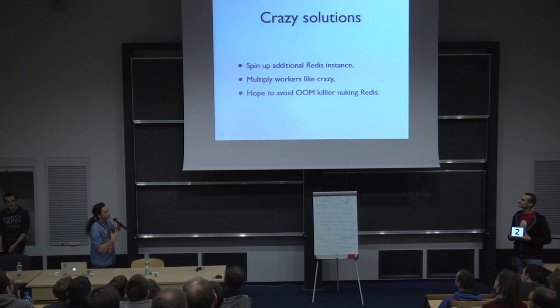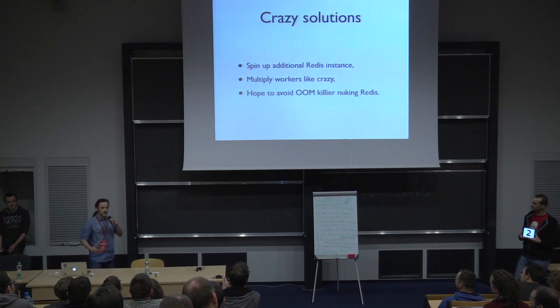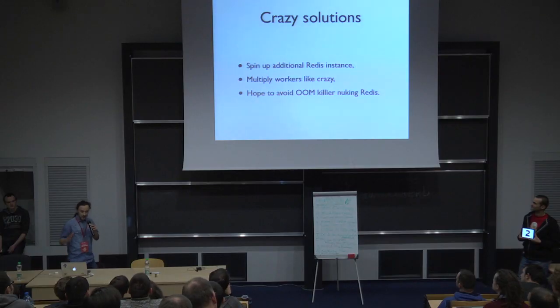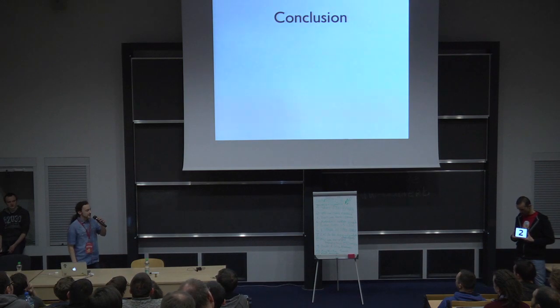I started coming up with crazy solutions, like spinning up an additional Redis instance, which was empty, to offload work to, so that the other one didn't die and the new one was storing the new events. We could also multiply workers like crazy, which we did later when we were able to unlock the database and our workers finally started working. We did this hoping to avoid the OOM killer killing our Redis, because that meant no events, nothing, we are dead. So, in conclusion, do I think that using Redis for a queue is a good idea?